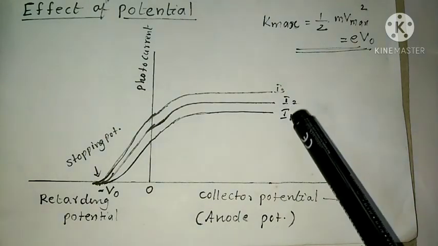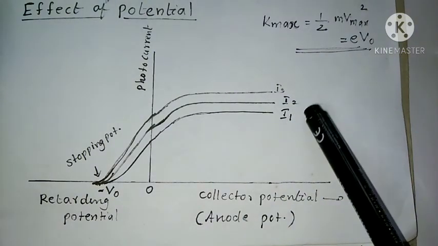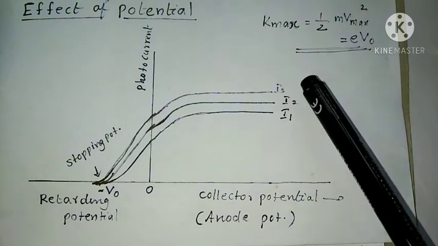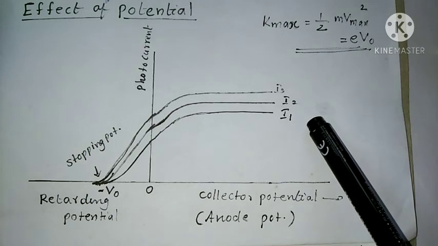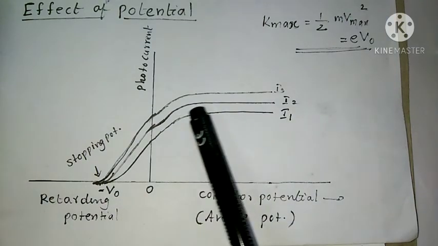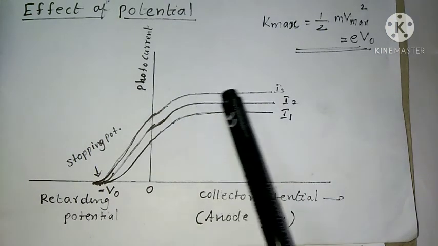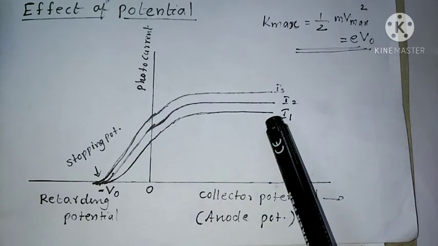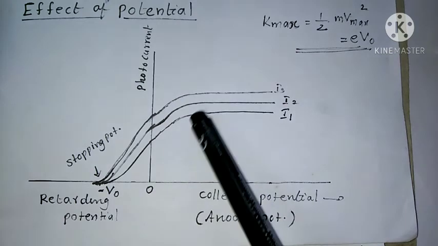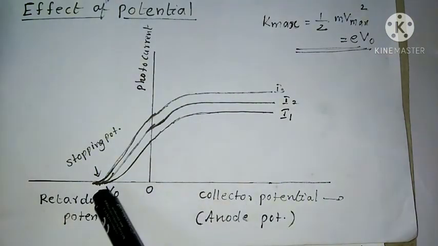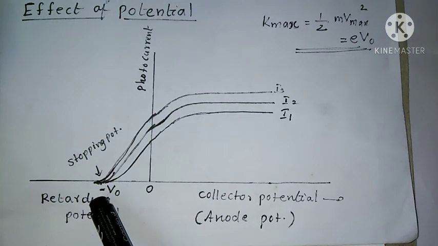So you repeat the experiment with incident radiation of the same frequency but of higher intensity, I3 greater than I2 and greater than I1. Then we can note that the saturation current becomes higher. The saturation current changes and takes higher values. But the stopping potential remains the same.